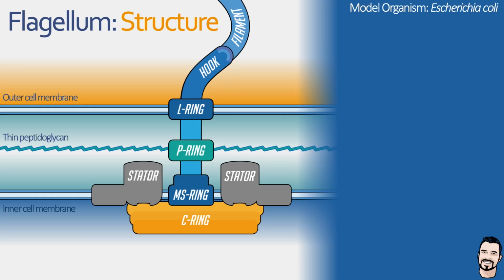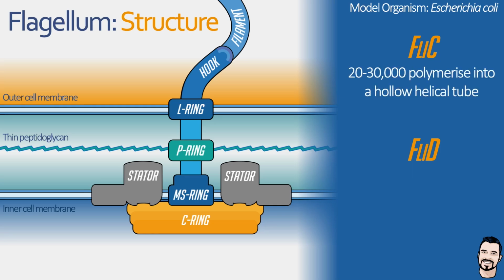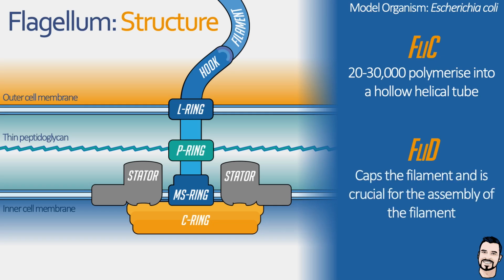Now, the filament is composed of 2 key proteins, FliC and FliD, each playing a very distinct role. For starters, there are tens of thousands of copies of FliC, also known as flagellin, which assemble into a hollow helical tube that forms the filament's main structure. In contrast, FliD only has 5 copies present, forming a sort of cap structure at the tip of the filament.